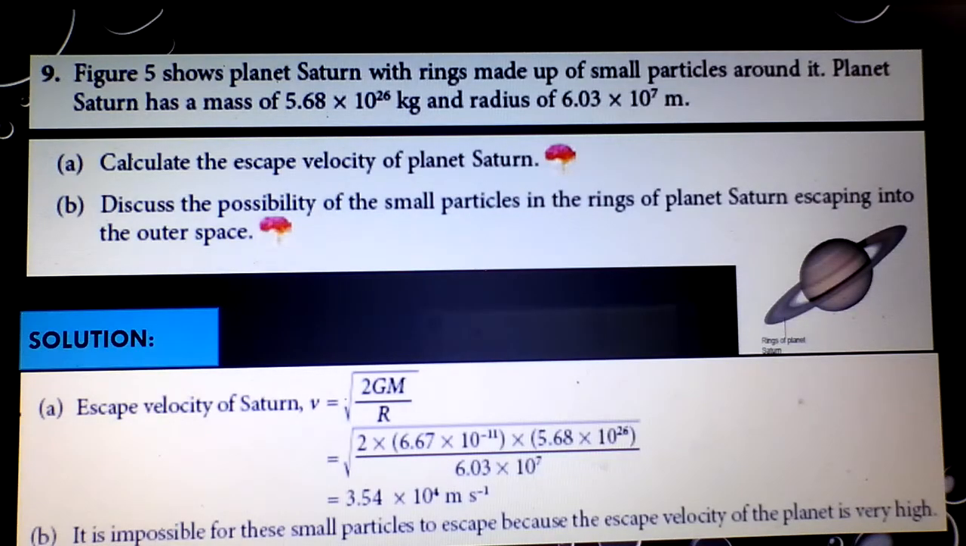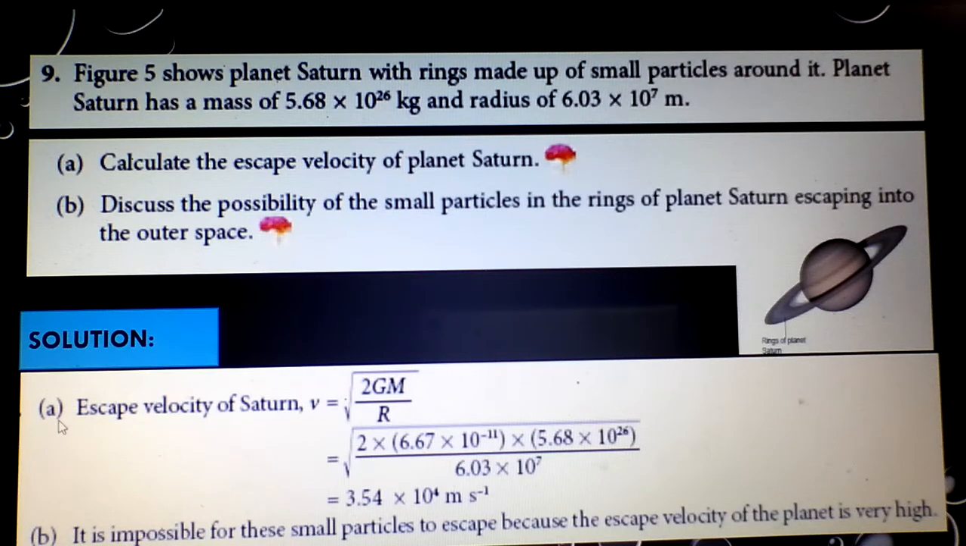Number 9. Figure 5 shows the planet Saturn with rings made up of small particles around it. Planet Saturn has a mass of 5.68 times 10 to the power 26 kg and a radius of 6.03 times 10 to the 7 meter. A. Calculate the escape velocity of planet Saturn. B. Discuss the possibility of the small particles in the ring of planet Saturn escaping into outer space.